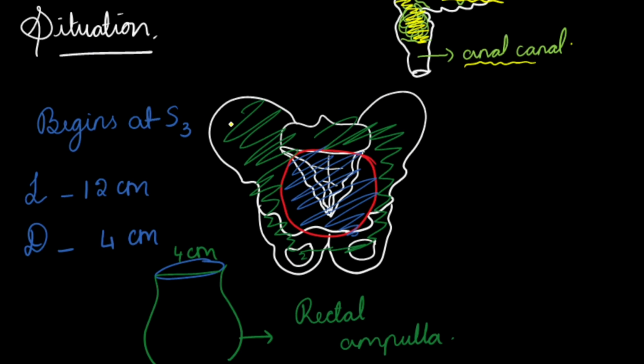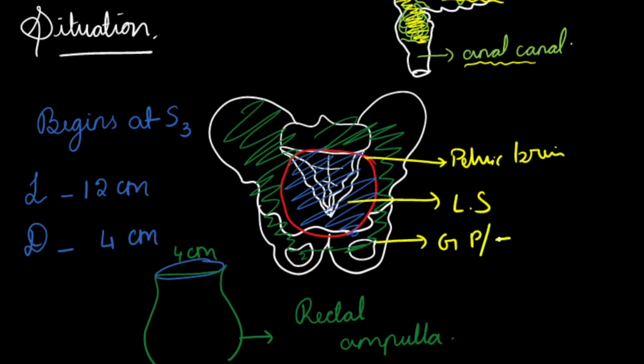Now regarding the situation, it is situated in the posterior part of the lesser pelvis. So how is this lesser pelvis formed? This red line is indicating the pelvic brim. The portion below the pelvic brim is called the true pelvis or lesser pelvis, and above the pelvic brim is called the greater pelvis or false pelvis.